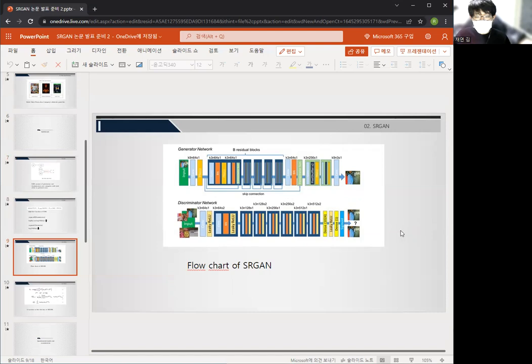In the generator neural network, the original HR image, the high resolution image, and the generated SR image, the super resolution image, are compared in the learning process. In learning, the final loss value is calculated by adding the adversarial loss value calculated by the discriminator neural network and the content loss value generated by the independent VGG at a certain ratio.